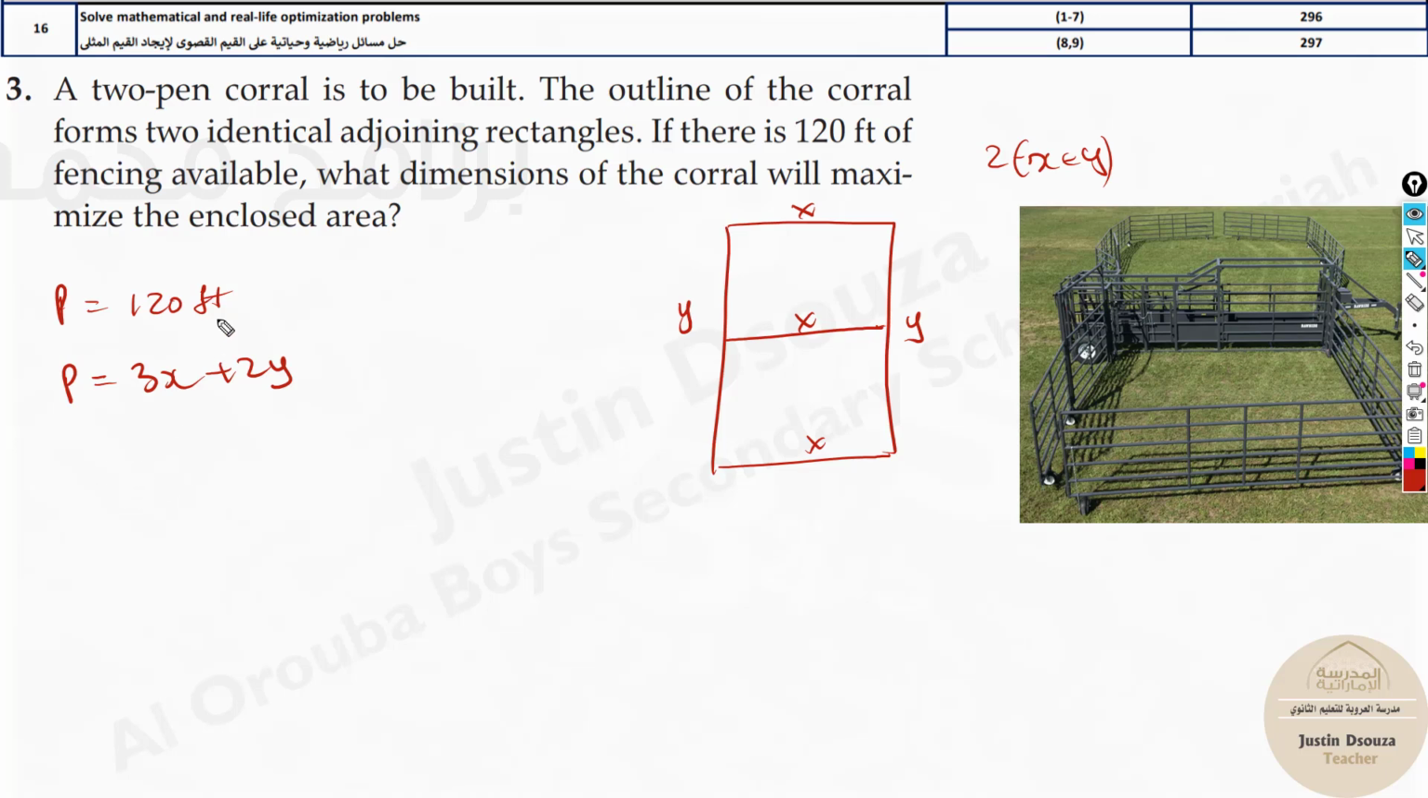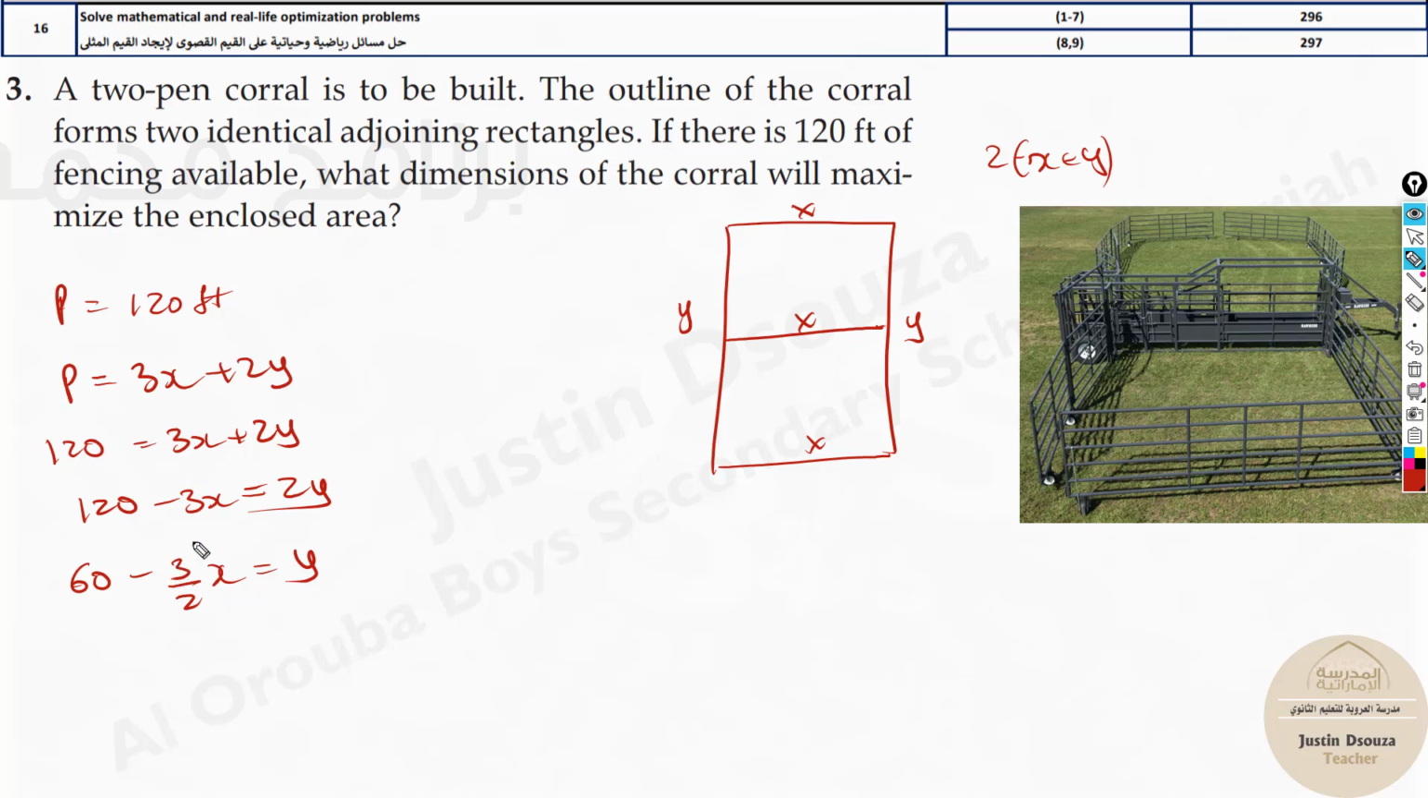This is the perimeter. And what is the perimeter given? It's 120 equals 3x plus 2y. And now you can easily solve it. But first thing, you need to rearrange and write y in terms of x. That means take 3x to the other side. It will be 120 minus 3x equals 2y, and divide both sides by 2. You will have 60, since 120 by 2 is 60, minus 3 by 2 x equals y. So now we found y. This is the y value. Now we need to maximize area, isn't it?